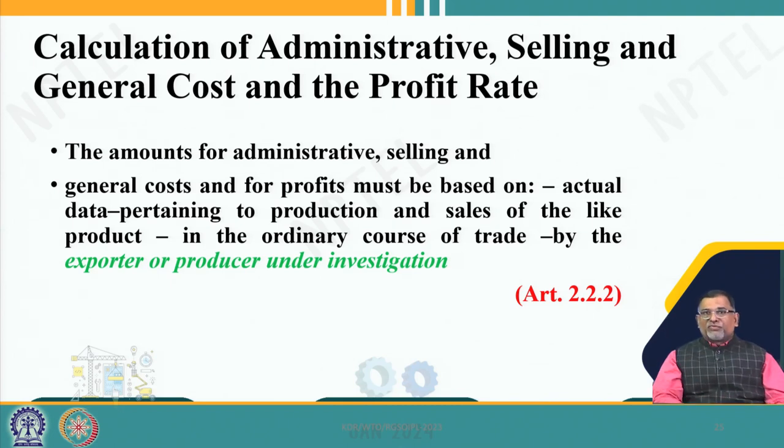And how are these administrative, selling and general costs and profits calculated? Article 2.2.2 says that these particular prices should be based on actual data pertaining to production and sales of like product. And the problem is, how many companies will be ready to give the cost of production data to the investigators? Most companies never give the actual cost of production to the investigators. So, this is the constraint faced by the investigating authorities when they make this normal value calculation. If the original cost of production is not disclosed, it will be very difficult to calculate the normal value.